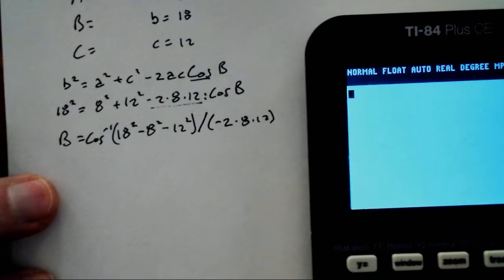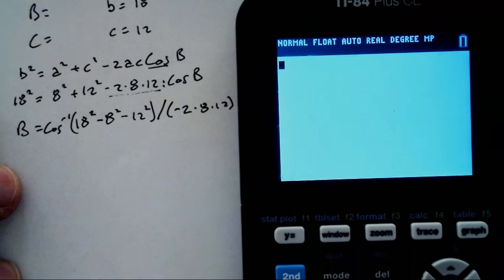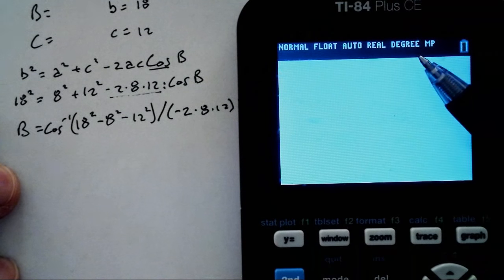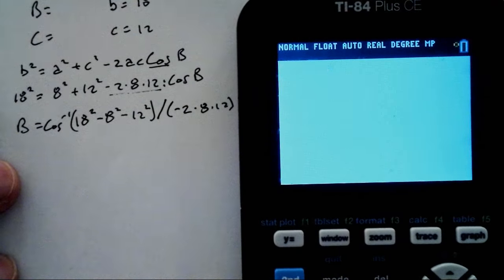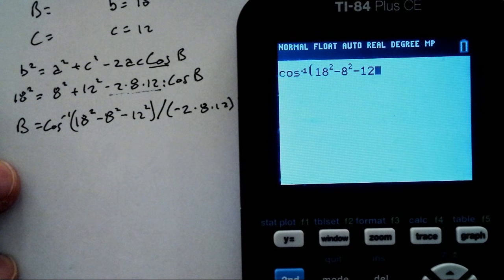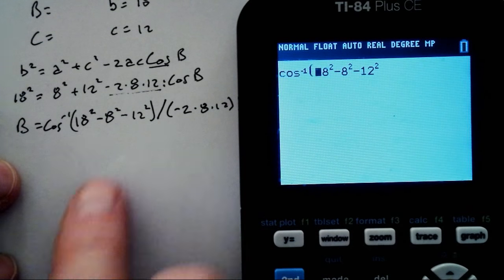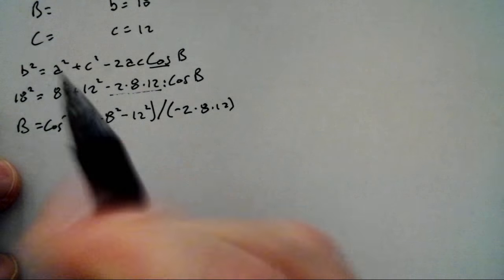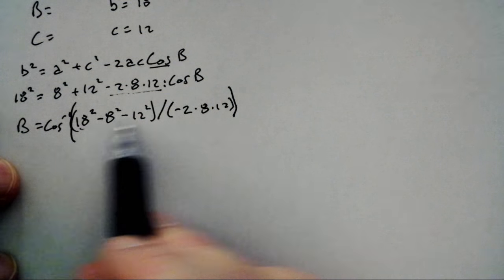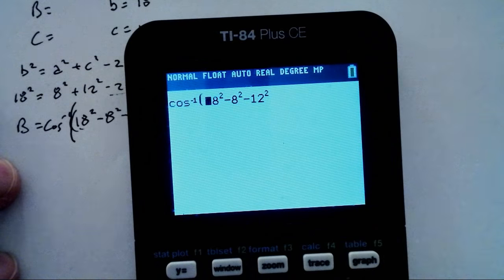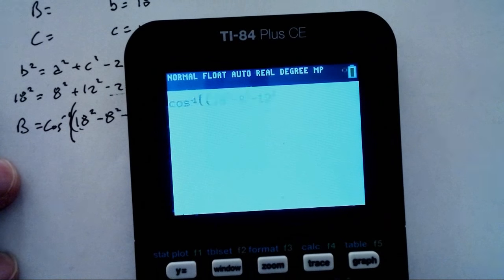Excuse me. And now we're going to jump to our calculator here, making certain we're in degrees. I am. And we're going to enter this carefully and double check it. Cosine inverse, 18 squared minus 8 squared minus 12 squared. And I've set myself up for failure here because all of this has to be wrapped in a separate set of parentheses because it's in the numerator. I needed another set there, so we're taking cosine inverse of all of that. So I'm going to go second, insert a parenthesis.